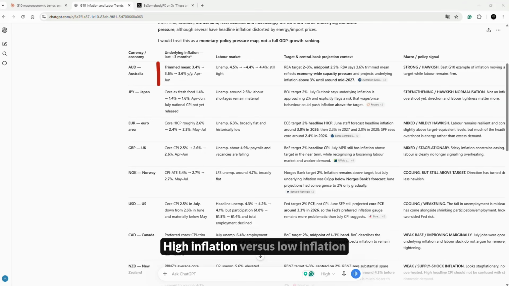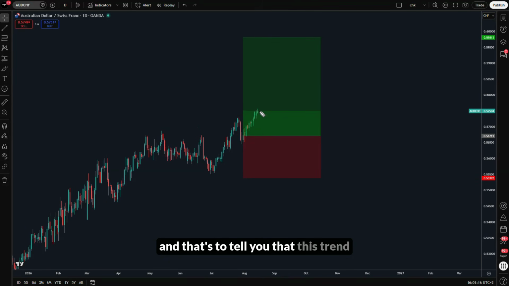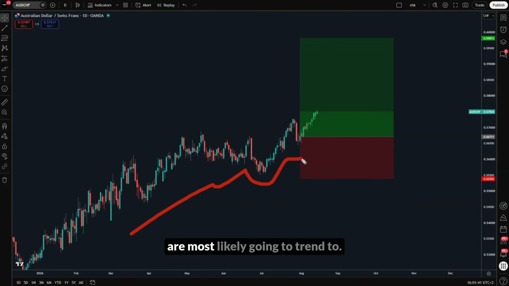High inflation versus low inflation, the Swiss National Bank, solid labor market, hawkish versus dovish. This creates these types of trends, and that's to tell you that this trend is most likely going to continue. But listen carefully here, because this is the part where people take everything I've just shown them and they end up getting eaten by the market anyway. The table and method and framework that I've just showed you gives you direction, tells you where things are most likely going to trend to. Perfect. But that's all it gives you.